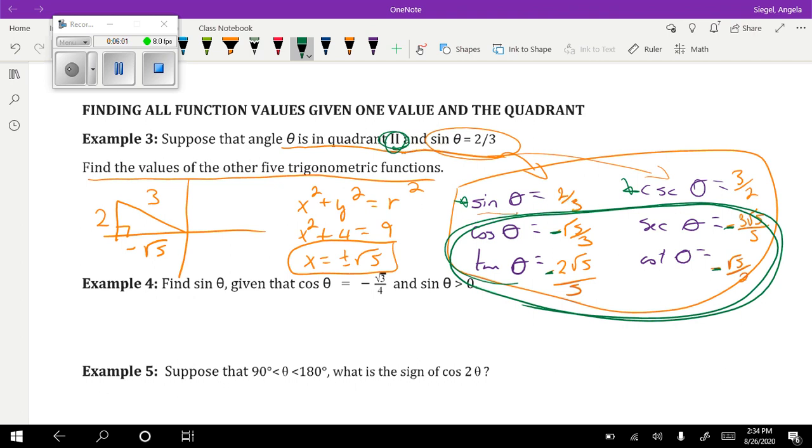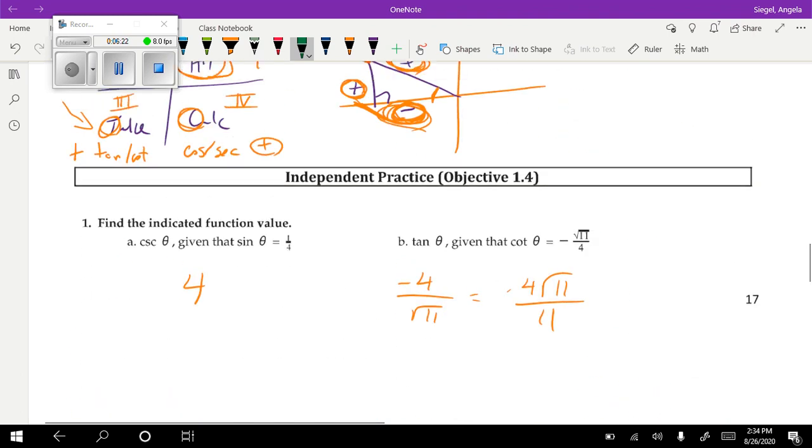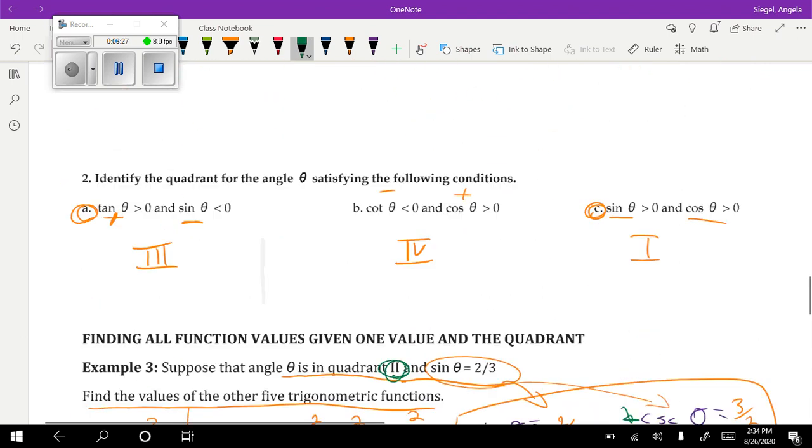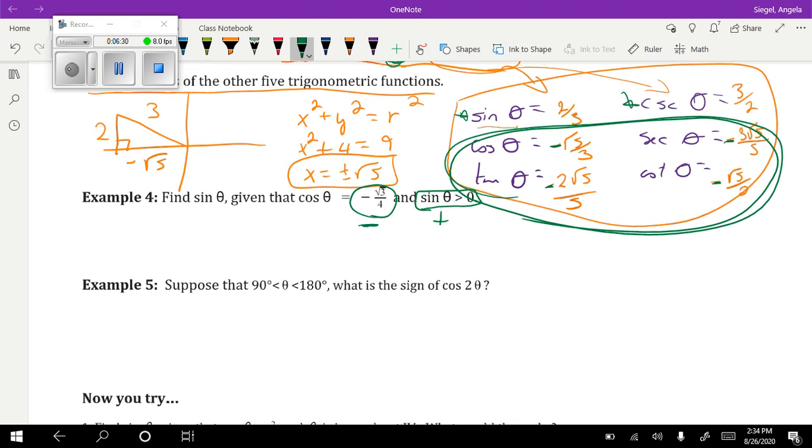Okay, now I want to draw your attention to example 4. This doesn't tell you specifically which quadrant it's in, so you have to figure it out. Sine is positive and cosine is negative. So let's go up here. Where is sine positive and cosine negative? Again, it's in quadrant 2. So I know that when I'm drawing my triangle, it's going to be in this quadrant. Go ahead and try example 4, and then we'll be back and talk about example 5.